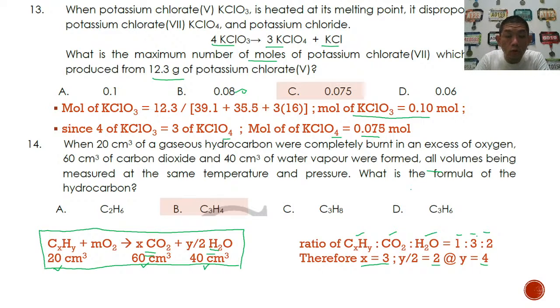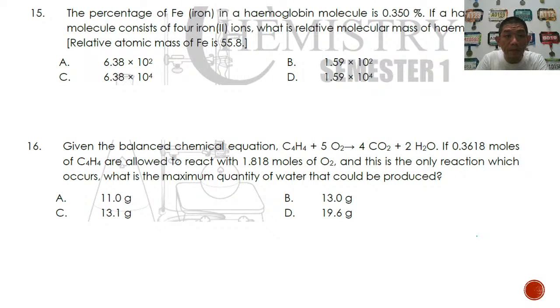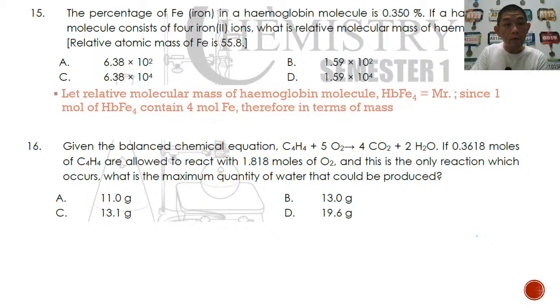So immediately we go to question number 15. The percentage of iron in a hemoglobin molecule is 0.350%. If a hemoglobin molecule consists of 4 iron(II) ions, what is the relative molecular mass of this hemoglobin? Given to you, the relative atomic mass of iron is 55.8. So in here, you have to use the mole ratio and the percentage, and from the percentage, you can eventually calculate the relative molecular mass. So this is how we are going to solve.